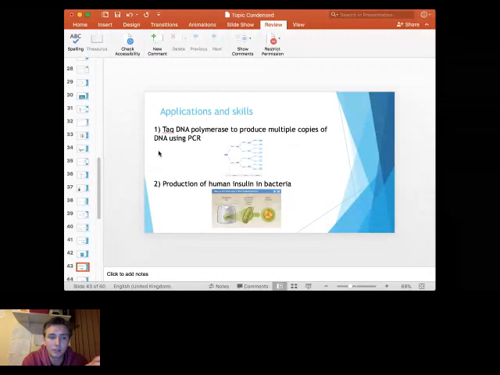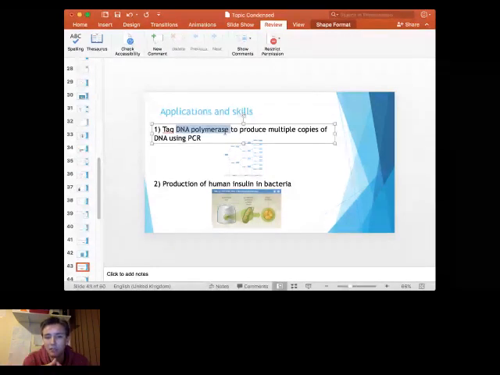So Taq polymerase is just a specific type of DNA polymerase, which is resistant to heat. And so what you can do is you can basically speed up the replication process of DNA for a specific region of DNA to make a lot of DNA, and then you can compare this different DNA. Okay, but we're not going to go into more detail about it today because we sadly don't have time.